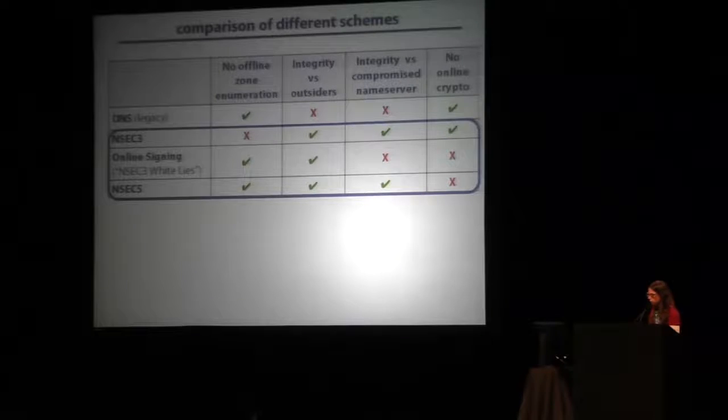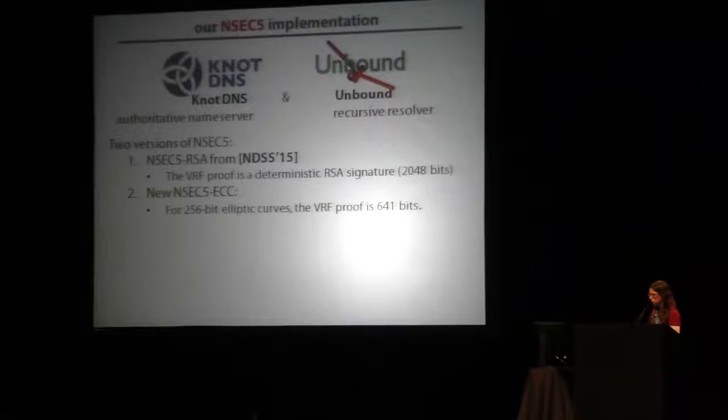And now I want to show you some of our new performance results. So we've actually gone and implemented NSEC5. Our implementation extends existing commercially available open source DNS software. So our name server implementation uses NSD and our recursive uses Unbound.